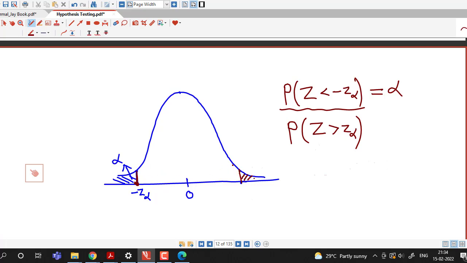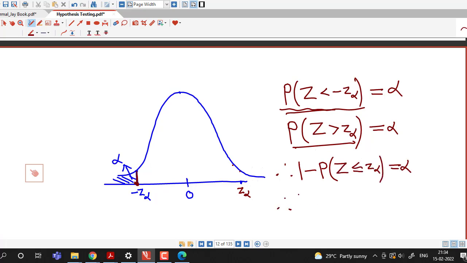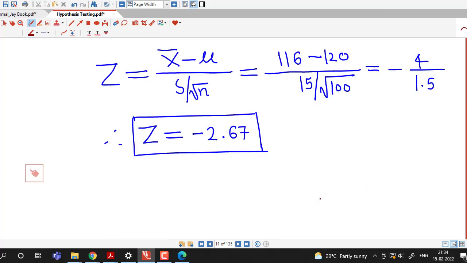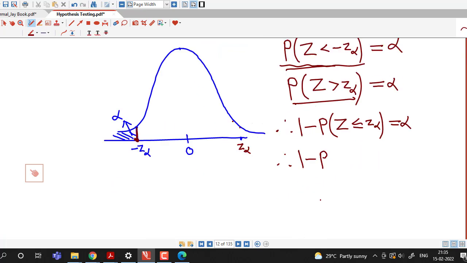So if I consider this area, which is to the right side of z alpha, then these two areas are equal, both are equal to alpha. So we are using this symmetry to decide the value of z alpha. Now this can again be rewritten as 1 minus the probability that z is less than or equal to z alpha equals alpha, and here the value of alpha, that is the level of significance, is 0.05. So here we write z less than or equal to z suffix 0.05 equal to 0.05.